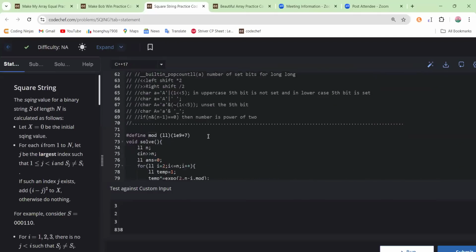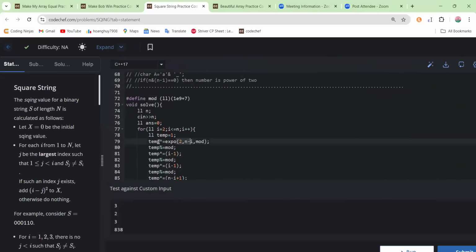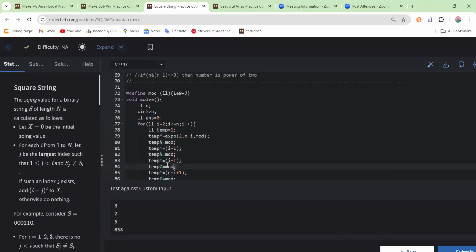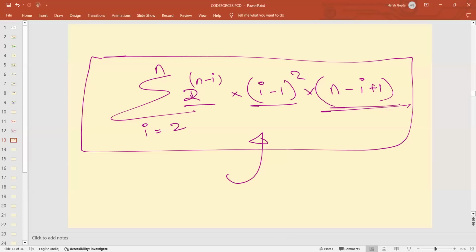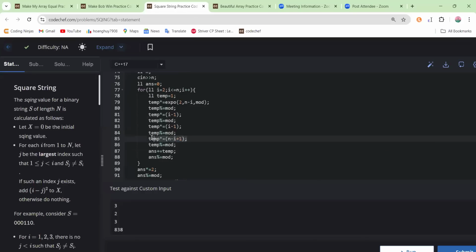So first of all, we calculate 2 power n minus i, multiply it with temp, and simply take the mod. Then we need to calculate (i minus 1) square, that is, multiply temp with (i minus 1) square. So I multiplied temp with i minus 1 first, took the mod, then again multiplied it with i minus 1, took the mod. So now my temp gets multiplied by (i minus 1) square. Now the third term that we need to multiply is n minus i plus 1. So simply multiplied by n minus i plus 1, took the mod, and added temp to my answer. For this particular i, this is the answer, and simply took the mod.